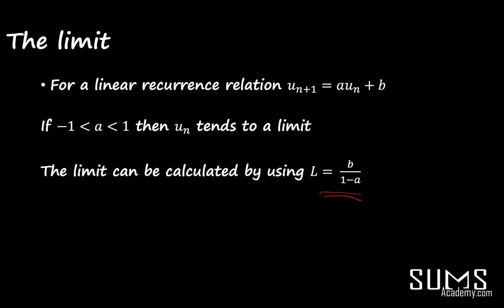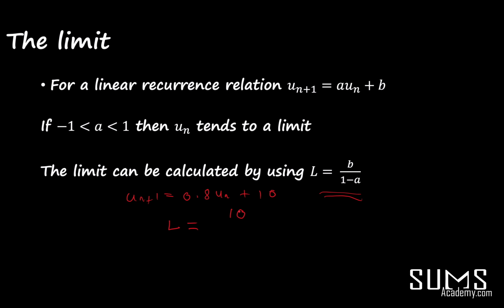So take the example of the trees. The trees were u(n+1) = 0.8 u(n) + 10. So we could have told straight away whether this was going to reach a point where there was no more forest. We can already see that this number is between -1 and 1, so we know that there's going to be a limit.